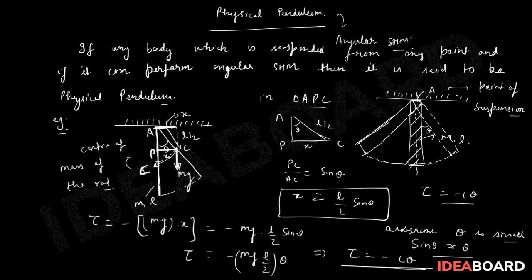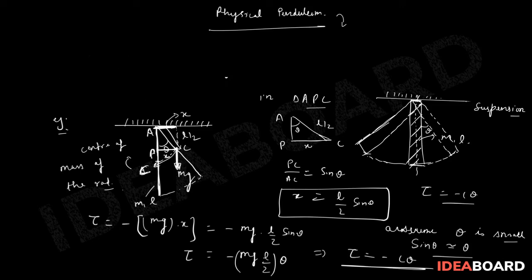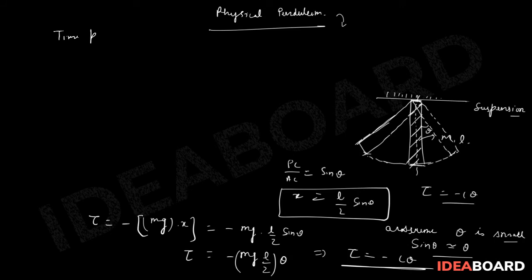Now we know the formula for time period was T is equal to 2 pi under root of L by g. That was for simple pendulum. In angular SHM, the formula for time period is T is equal to 2 pi under root of I by C. Instead of mass, you have to use moment of inertia, and instead of using K, you are using C here.